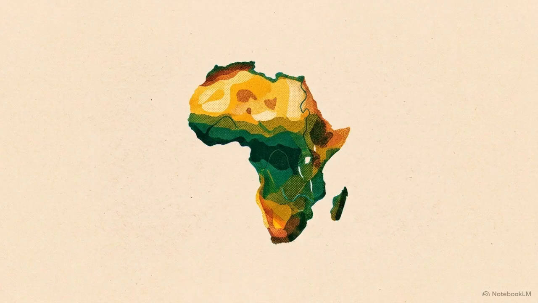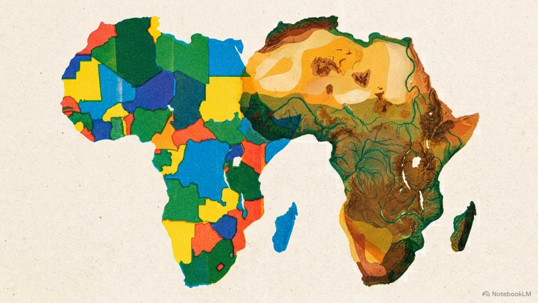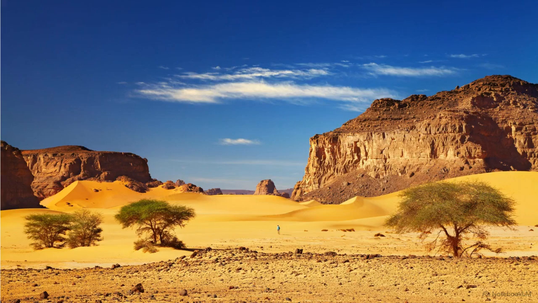So how did one continent become so incredibly fragmented and diverse? The answer begins with the violent, extreme geographical forces that originally shaped its surface. To understand the complex political reality of modern Africa's 54 independent nations, we have to look first at the ancient mechanics of its map. Much of North Africa is defined by the Sahara Desert, a massive, hot, and brutally dry expanse of sand and rock.